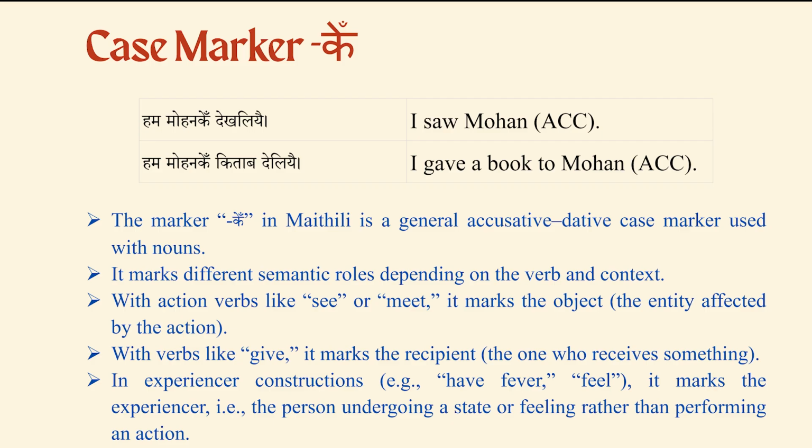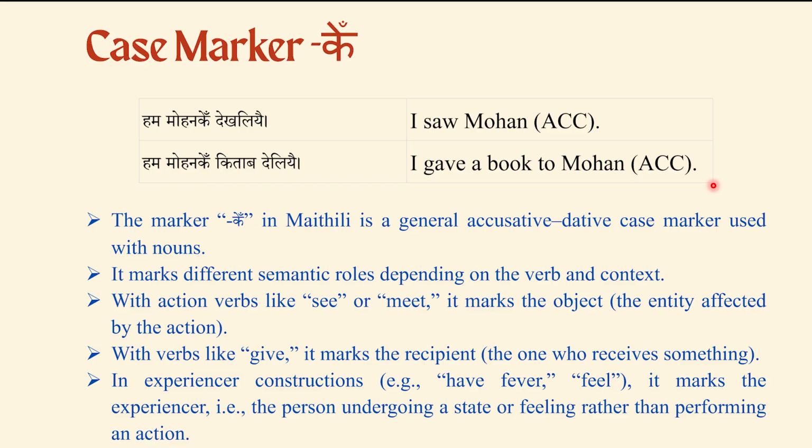Now, let us look at the case marker ka. So, in this sentence, हम मोहन का देखा लिए. I saw Mohan. Or in the next sentence, हम मोहन का किताब दे लिए. I gave a book to Mohan. In this sentence, you see the marker ka is used. So, the marker ka in Maithili is a general accusative dative case marker used with nouns. It marks different semantic roles depending upon the verb and the context.